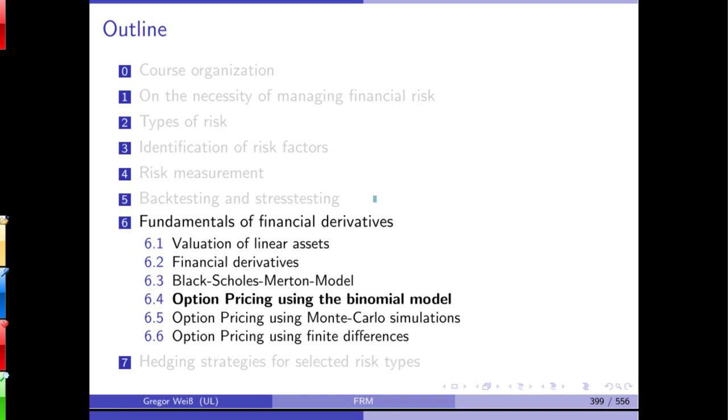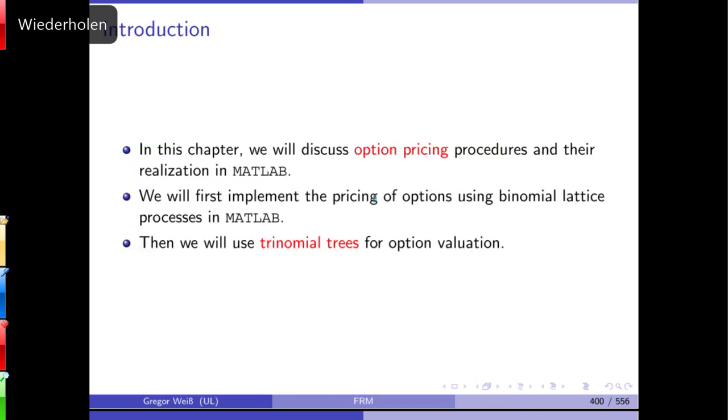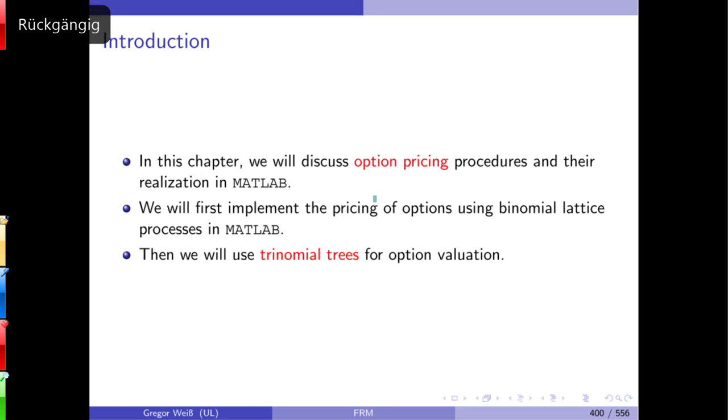Let's do option pricing using the binomial model. The binomial model is quite simple. It assumes a change in the underlying price. The underlying price can go up, it can go down with a certain probability, and then we'll use a discretization of time in, say, n steps. And at any point in time, the underlying price can go up, it can go down, and what will result is something that looks like this.